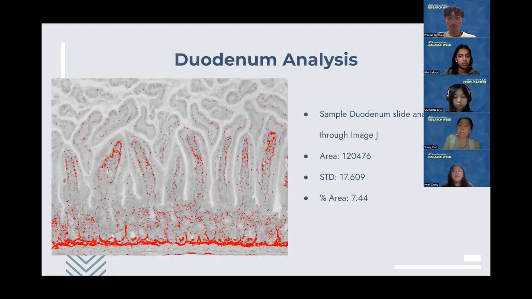So this is an example for the duodenum. You can see that the percent area here will be 7.44%, which is just the amount of redness you see compared to the entirety of the part that we outlined. So when we're looking at this, we're not looking at the entirety of the slide, just specifically the parts that were traced out.